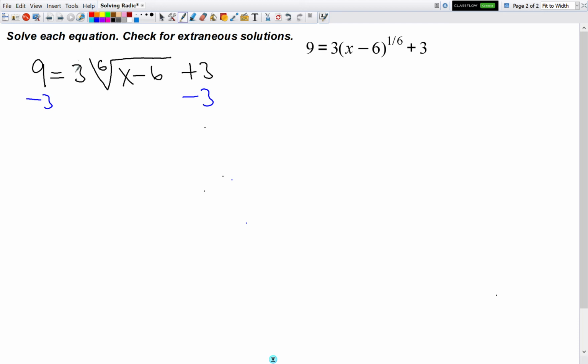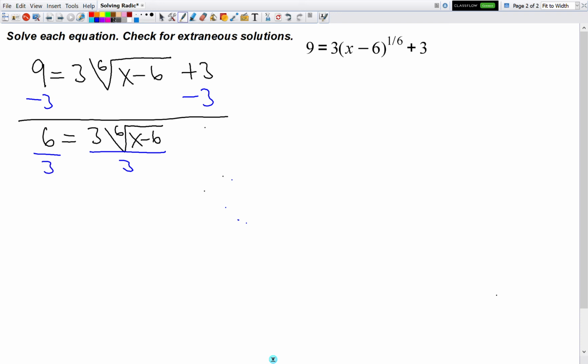Okay, and then we're going to get 6 equals 3 times the 6th root radical of x minus 6. Then we can divide by 3, something that you wanted to do in the first step, but I kind of held you back from doing that. So let's divide by 3 now. So the left side is 2, and the right side is just the 6th root radical of x minus 6.